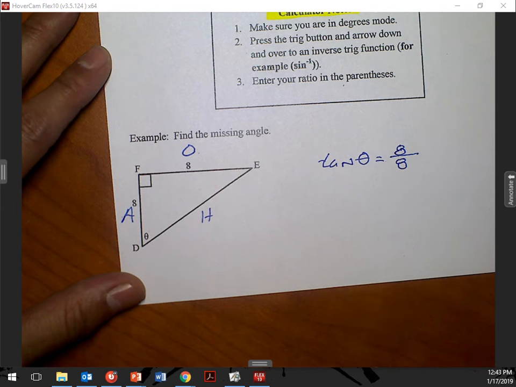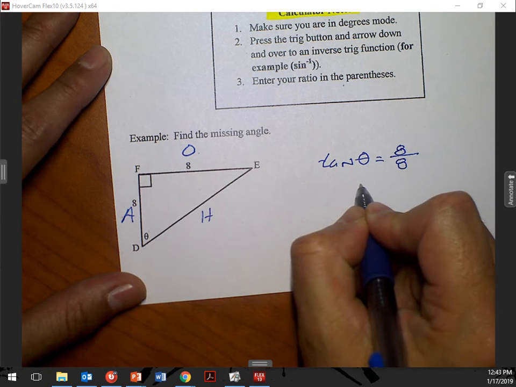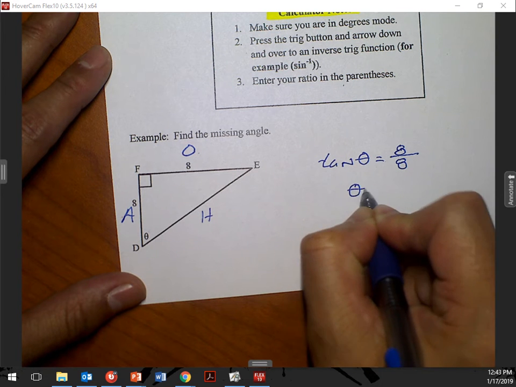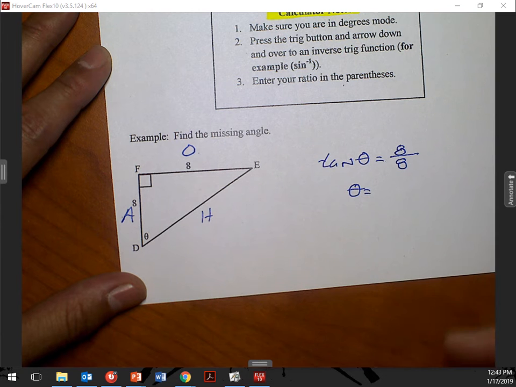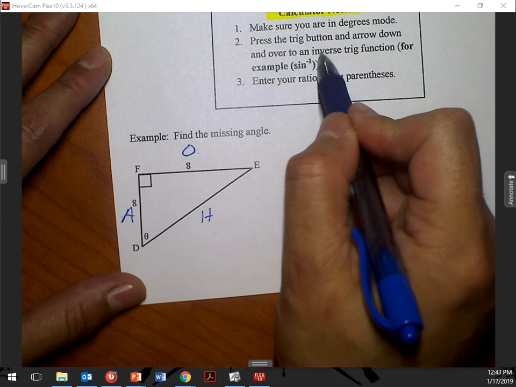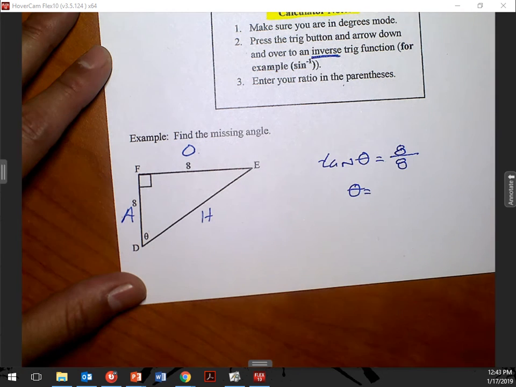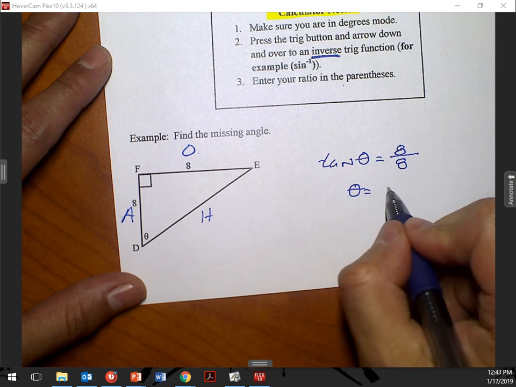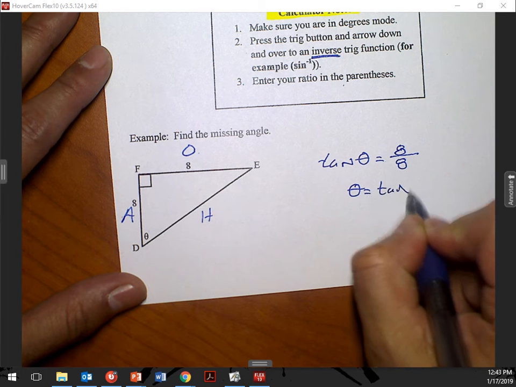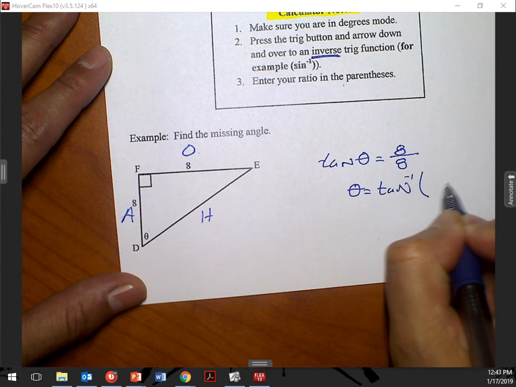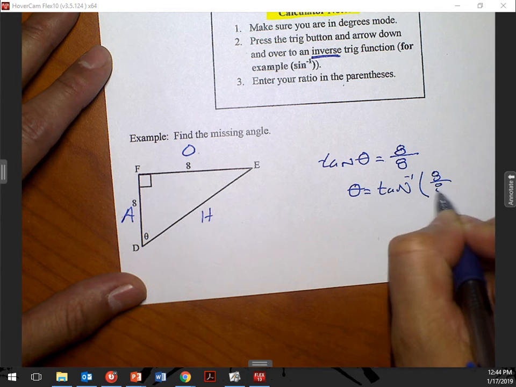Now, what's the next thing I do? Theta equals 8/8. What was it called when I did that? Inverse. So it's inverse tangent of 8/8. Let me put that in.